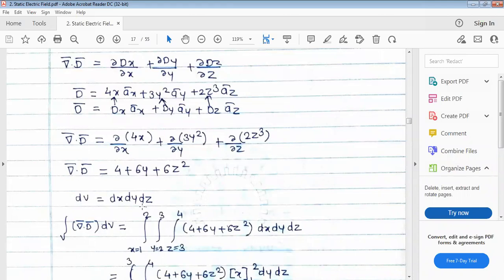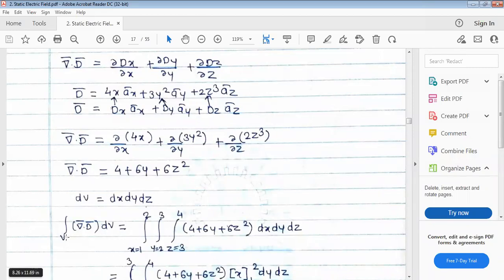Differential volume in the Cartesian coordinate system. We have seen differential volume for the Cartesian, cylindrical, and spherical systems. As we are using Cartesian here, this dv is the multiplication of all the differential lengths, that is dx, dy, and dz.